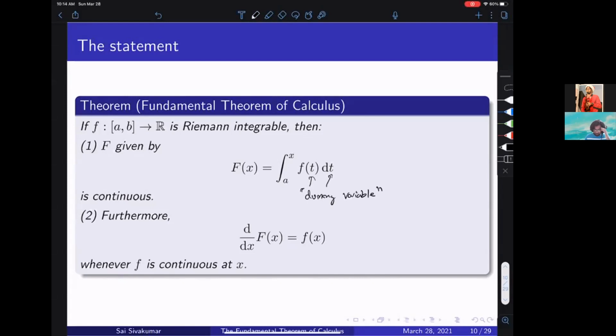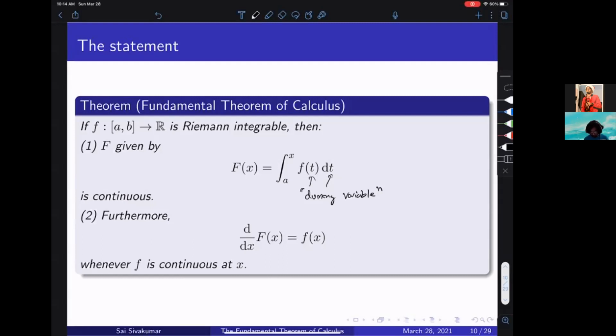So this capital F of x is this integral. I'll explain more what that actually can represent visually in a couple of slides. So this function is continuous. It just will be continuous.